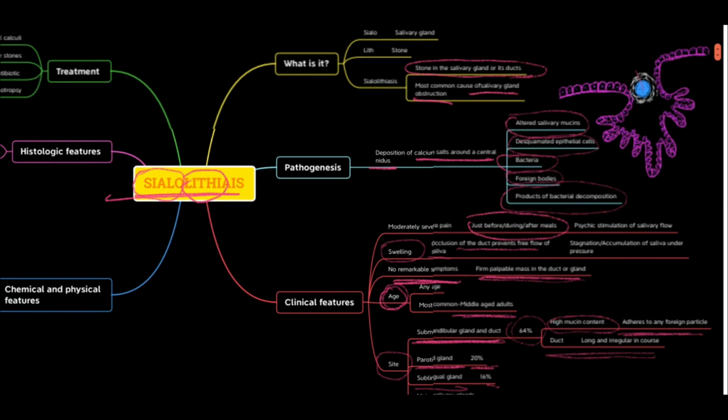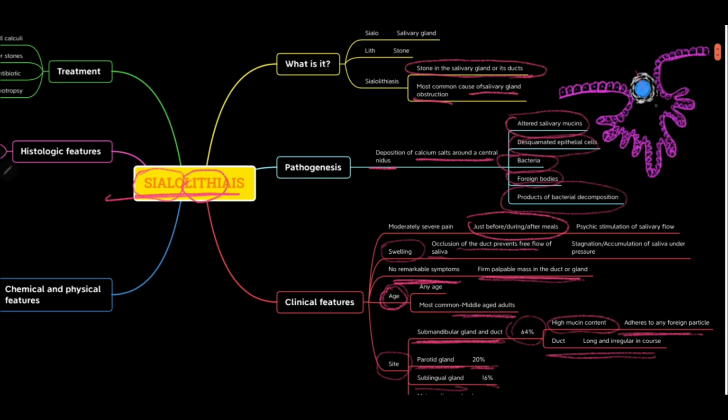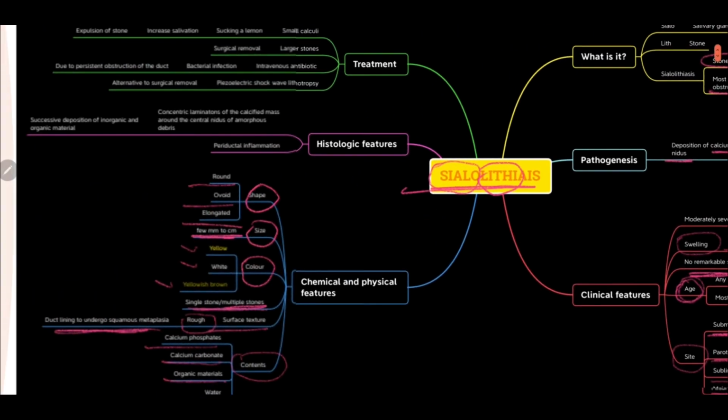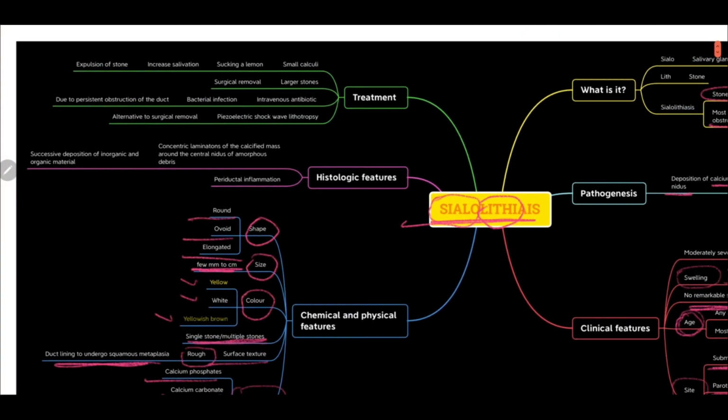Alright. So we know the composition of the central nidus. We also know the composition of the calcium around it. So what is it that you see under the microscope? Under the microscope, you would see concentric laminations of the calcium around the central nidus of the amorphous debris.